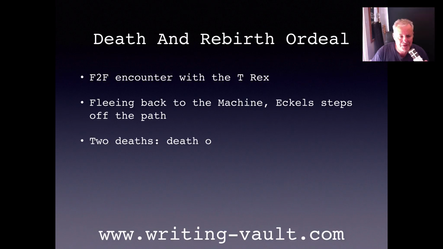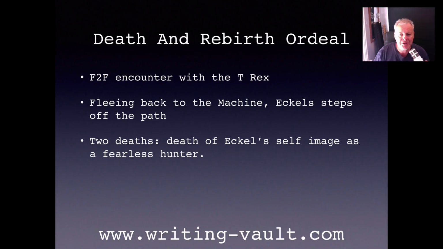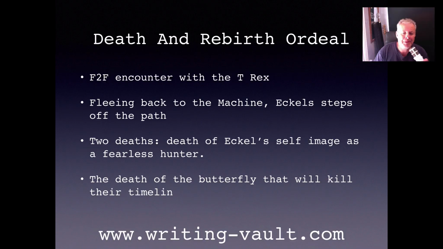But Eccles steps off the path, and there are two deaths here. The first one is the death of Eccles' self-image as a fearless hunter, because he is literally terrified. And the first sound of thunder in the story is the T-Rex roaring. But the second death is when Eccles steps off the path, he stands on a butterfly and it's embedded in the mud on his shoes, and the death of that butterfly will kill their timeline.